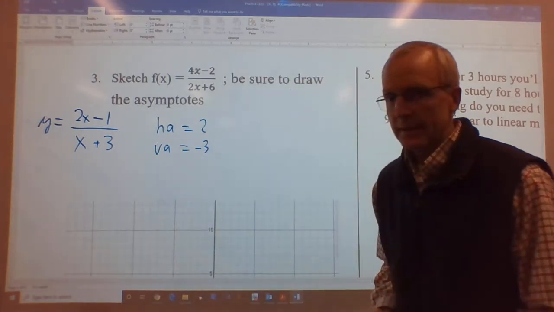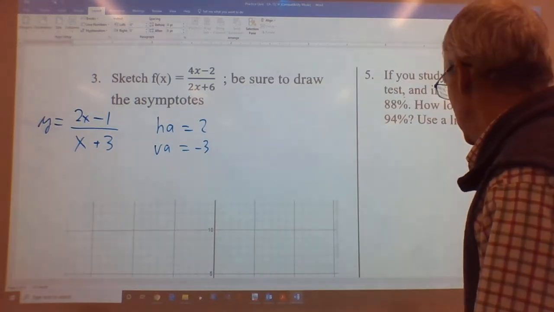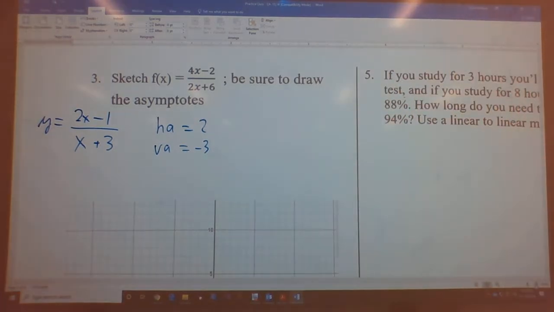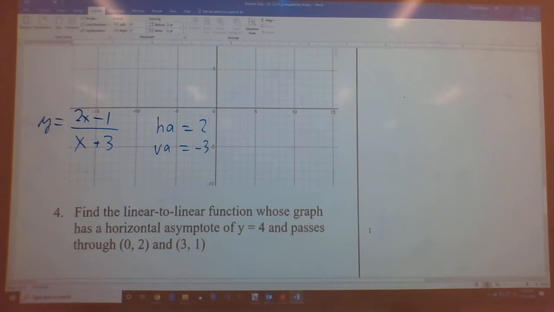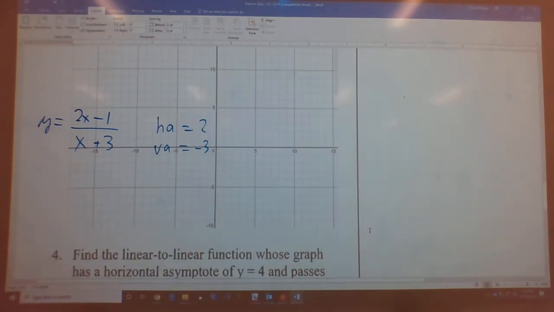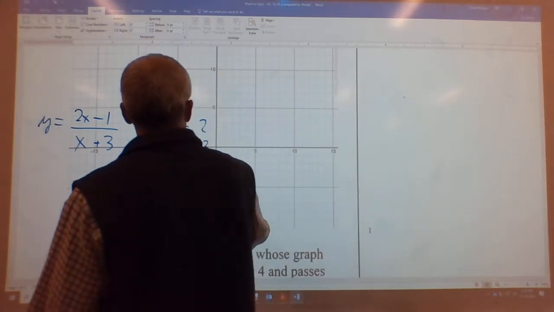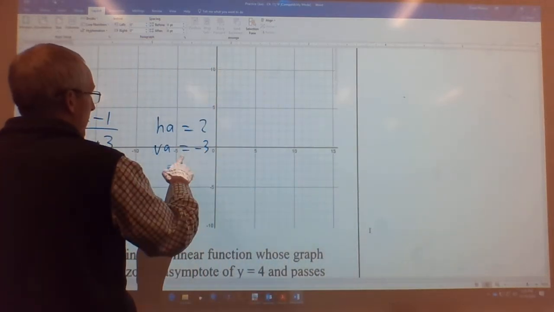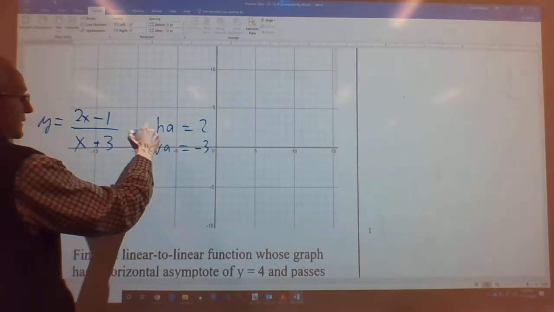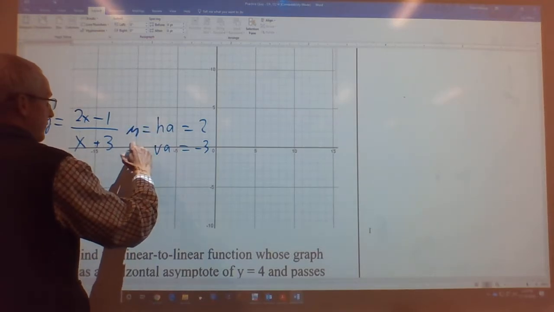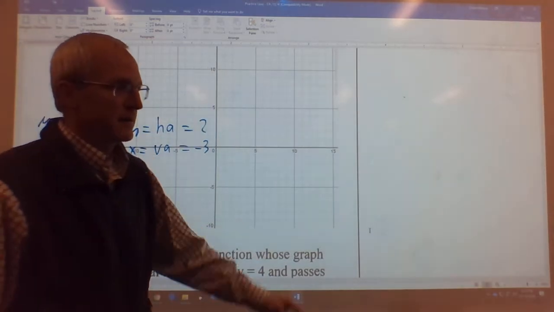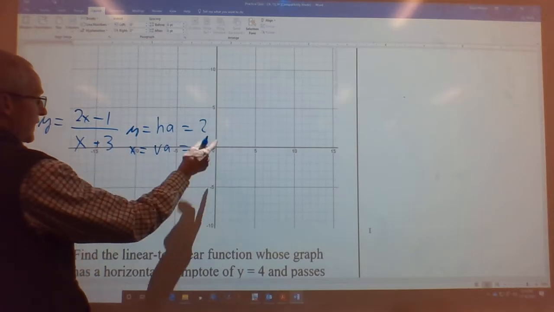All right, so now we can graph it. I'm going to pull my graph up here. So I'm going to draw vertical is -3. -3 is right here. Okay. Horizontal asymptote is the y. And the vertical is the x. It's always opposite. Up and down is the x value. Horizontal is the y value.